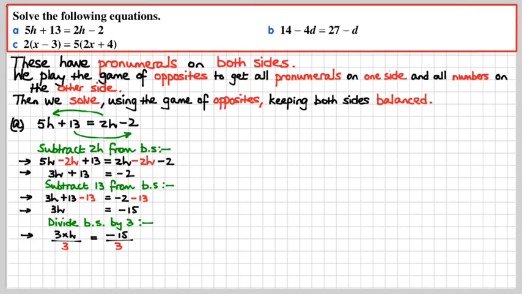Now we're going to divide both sides by 3, and what do we get? That's what we get. Now cancelling out on the left, yes, and cancelling out on the right, yes, we get h is minus 5, yes? Very good. Here comes B.